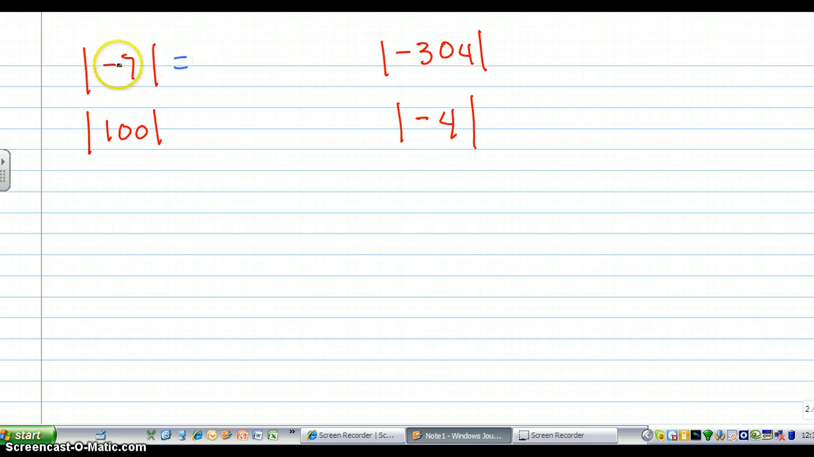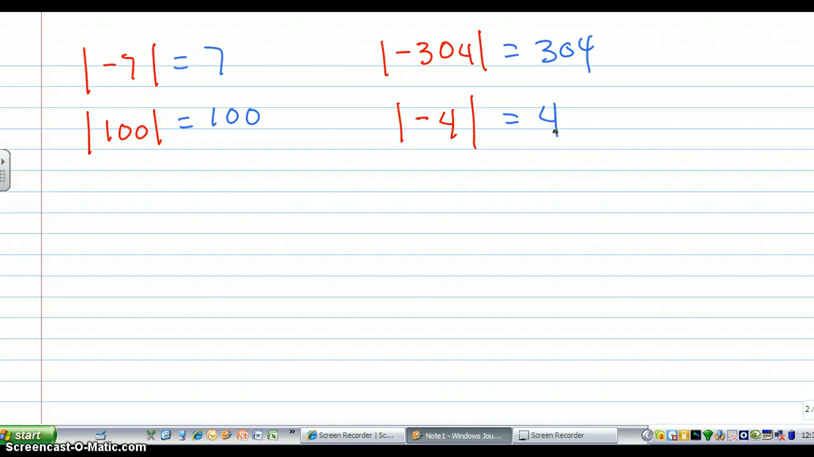Absolute value of -7, how far away is it? 7 spots. How far away is 100? What's the distance of 100 from 0? 100. Absolute value of -304? 304. We're getting it? Absolute value of -4 is 4.